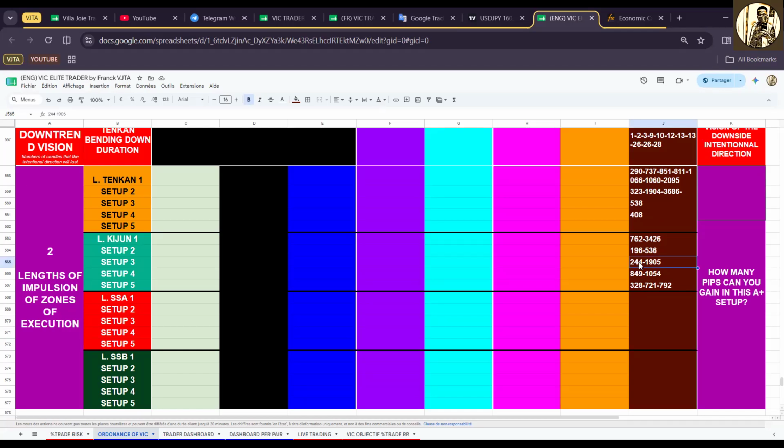But for the first one, okay, the smallest amount of pips that Kijun can give you is 196 pips. But at its best, Kijun gives you 1,900 pips. It's true that Tenkan is more powerful than Kijun in some cases.